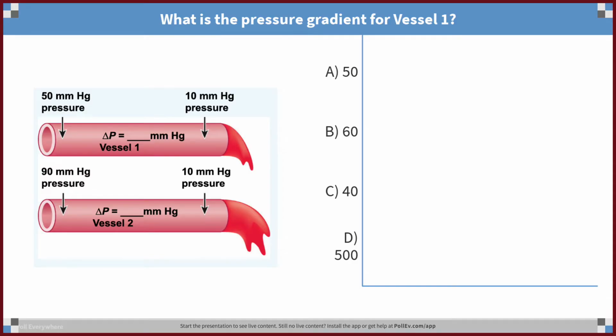Let's then take a minute and apply this concept of delta P. So looking at vessel 1 here, that's the top vessel, what is the pressure gradient, or delta P, for vessel 1? Well, we can see that at the start of that vessel, which would be nearest to the heart, we have 50 millimeters of mercury, and then at the end of that vessel we have 10 millimeters of mercury. So the difference between those is 40, so we have a delta P, or pressure gradient, of 40.